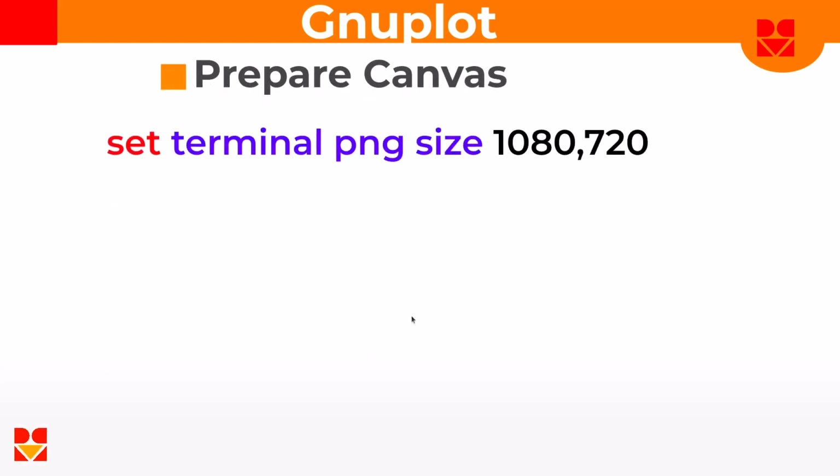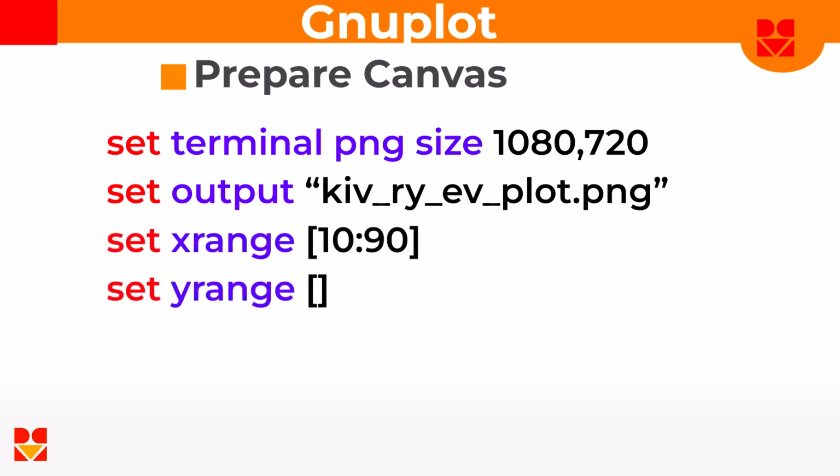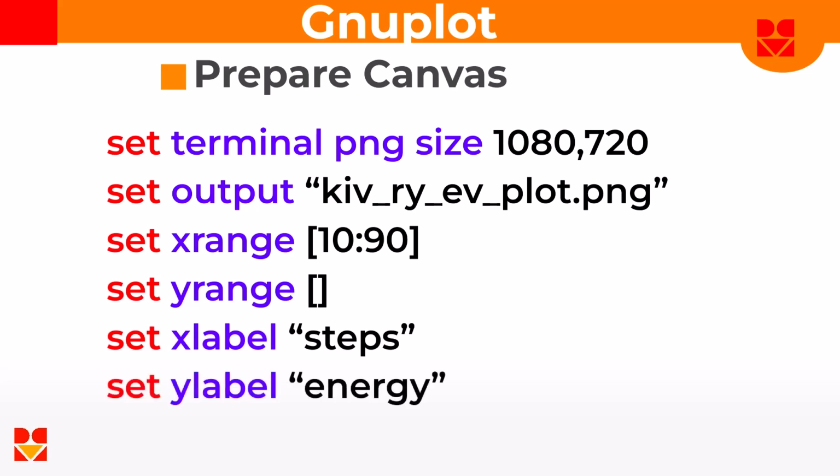So to prepare your canvas, one example could be you set terminal png size to 1080 by 720. And then you set output, then you set the file name, then you set your X range, your Y range, and then the X labels. That is if you want to have the X and Y axis labeled well, you can set them. Your Y label too, you get them ready. So basically this is it.